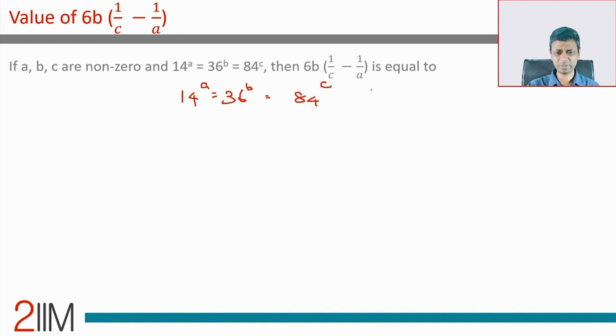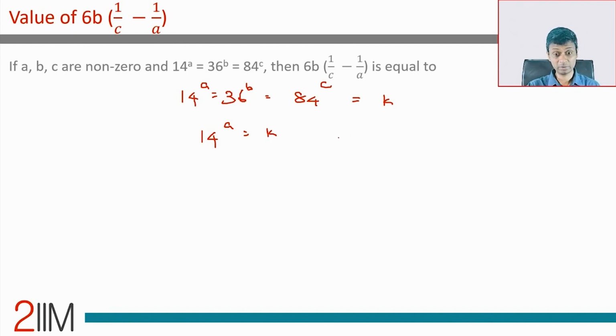There's some 1 by C, there's some 1 by A. A lot of these questions get simplified if you take log on both sides. But there are logs A, B and C. I'm going to call this K. So 14 power A is equal to K. What does it mean? 14 raised to the power something is K.